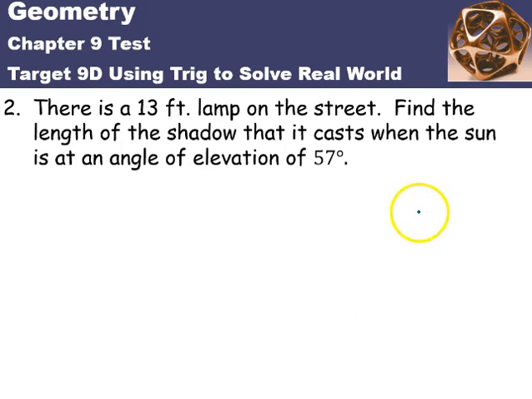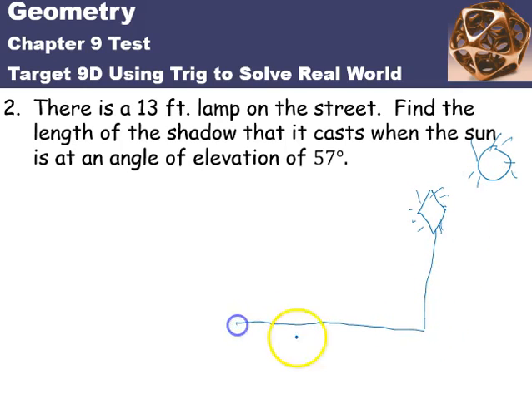There's a lamp on the street. So here's the lamp. It's got all this light shining through it, and it's a post, right? So it's a lamp post, there's a lamp on top of it. And there's a sun behind it, and it's casting a shadow on this. So right here, this is the shadow. And we know that the lamp is 13 feet tall.